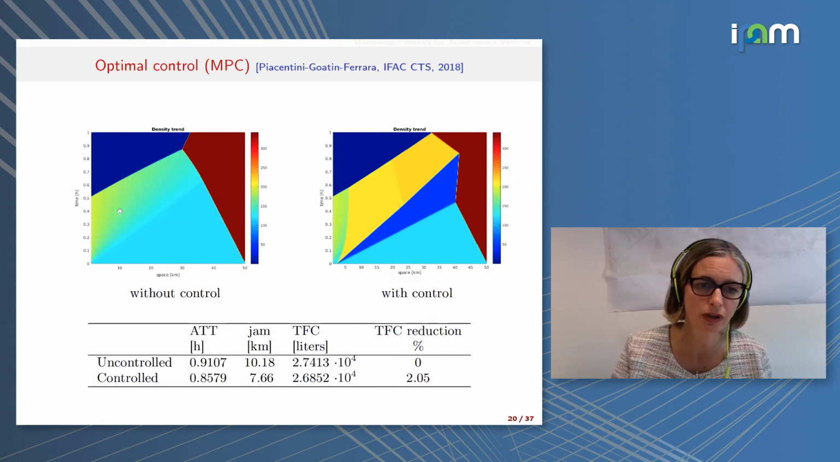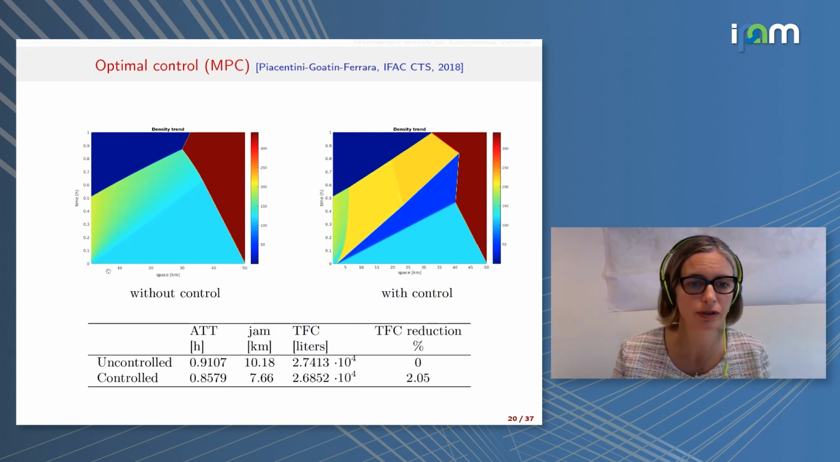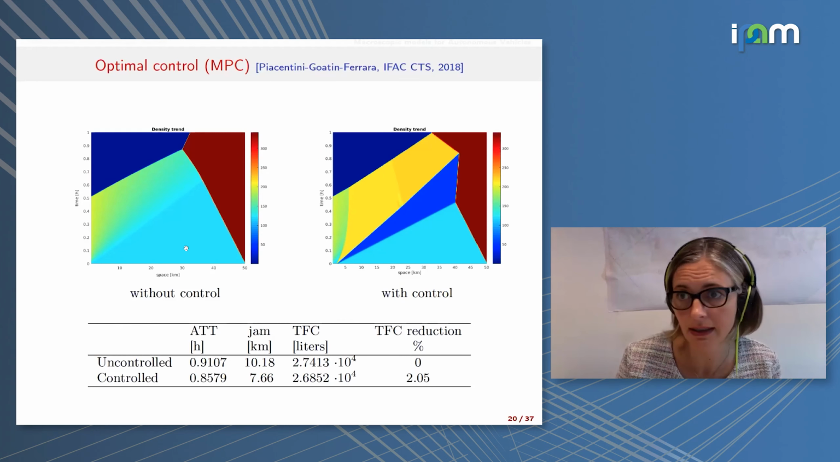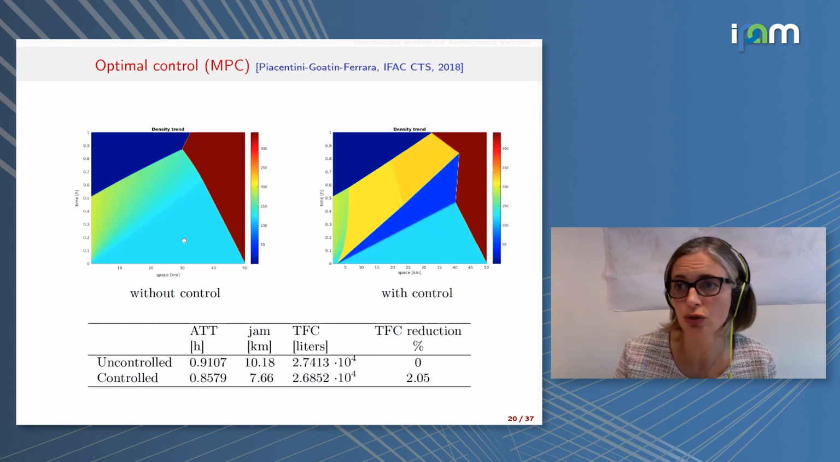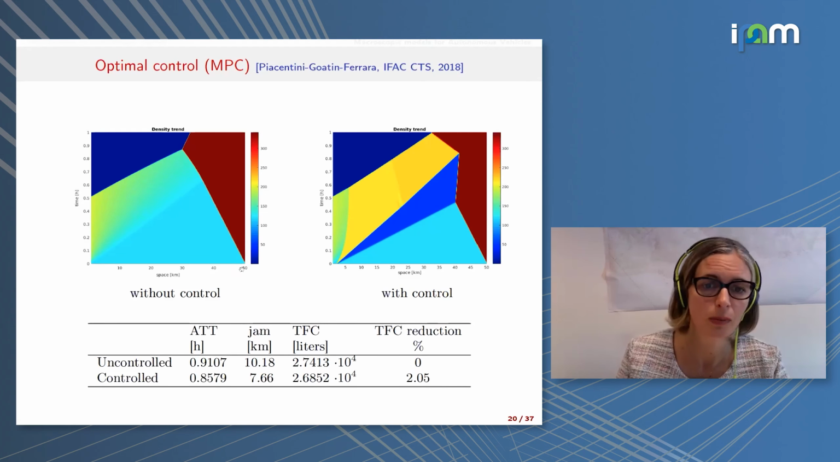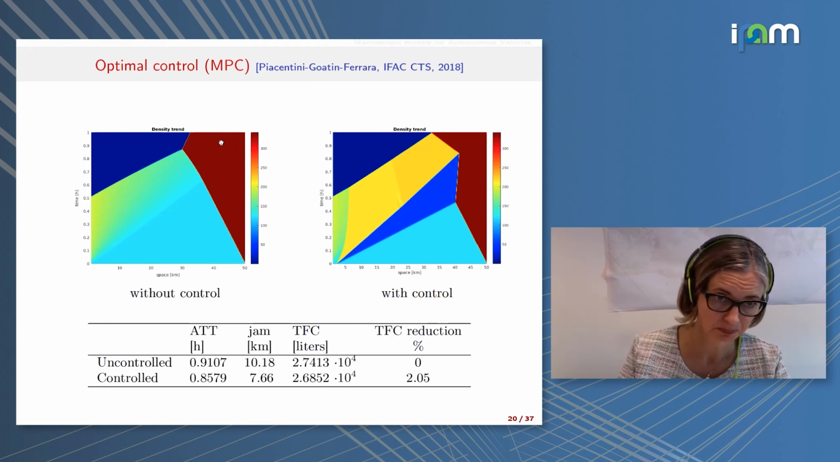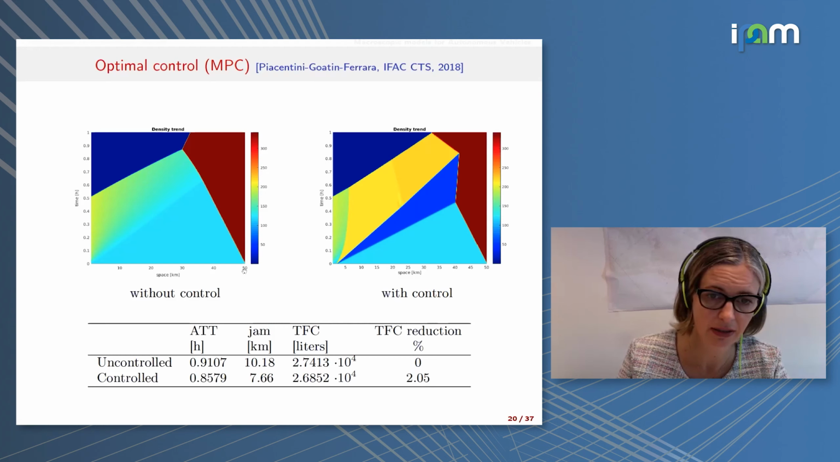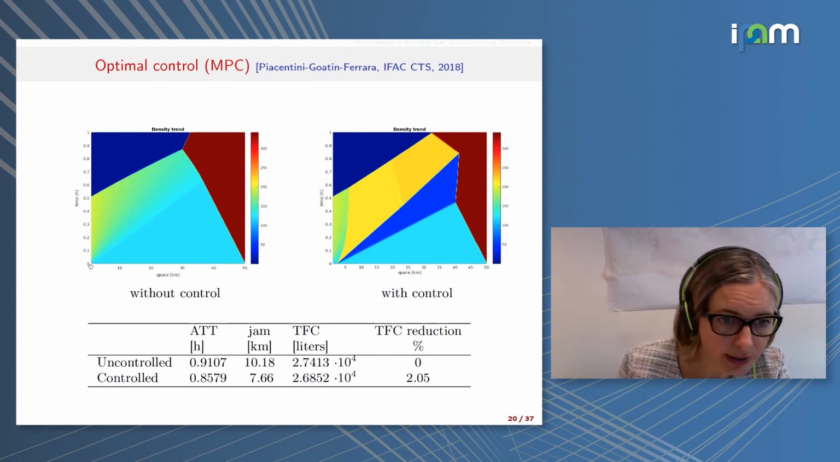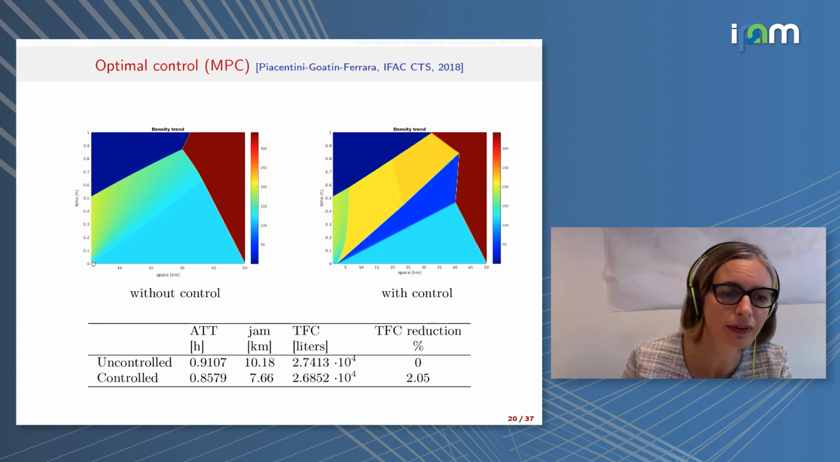So on the left, you see the space-time evolution of the density. So this is what you just saw before. Basically, this is the traffic jam that is created by the lane restriction, and I didn't put the picture of the vehicle trajectory, but it should be somewhere here.